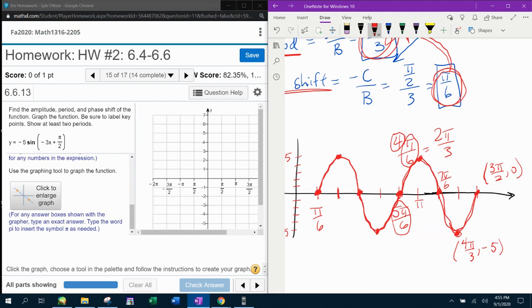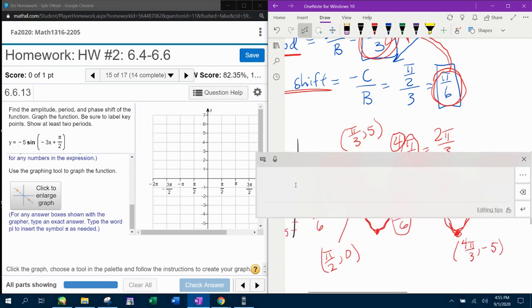And we can label any of these points. Like if I want this ordered pair labeled, this would be 1/6, 2/6. Okay, but 2/6 is 1/3. And that's up at 5. Any of these can be labeled 1/6, 2/6, 3/6. So if I want this one, what is 3/6? Well, that's 1/2 of a pi. That should be at 0. Again, any of those I can get labeled now that I've got this graph.